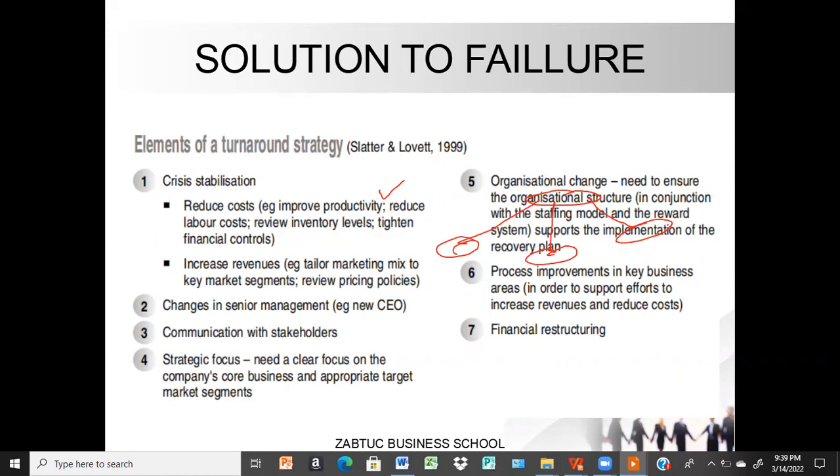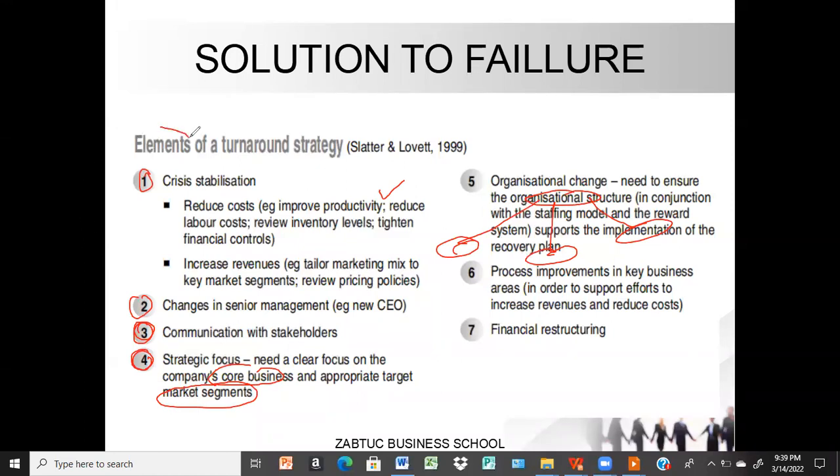Then as part of the process, change in senior management. Yes, we probably need to get a new CEO to help us. So as we try to stabilize, we need a new CEO, a new management team. You need to communicate with the various stakeholders, especially those that you owe money. Okay? Strategic focus. You may need to refocus. Maybe focus on your core business now. Maybe you focus on specific market segments.